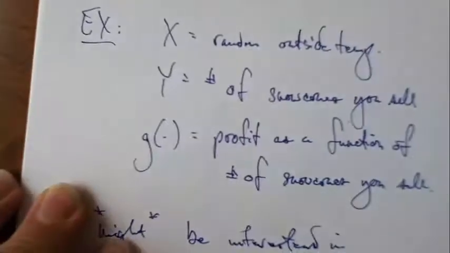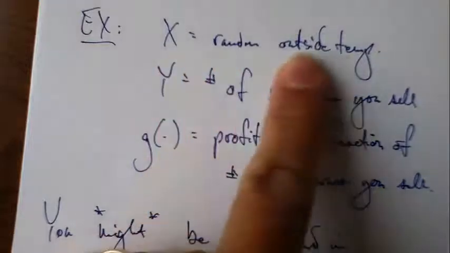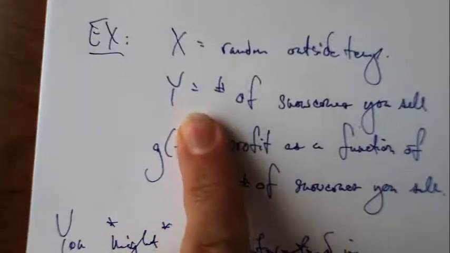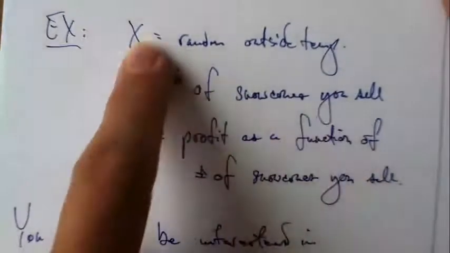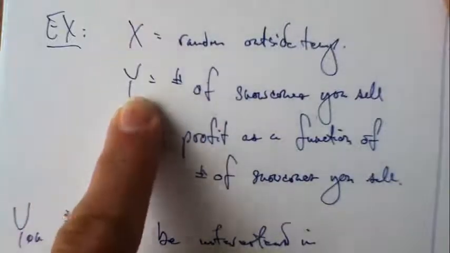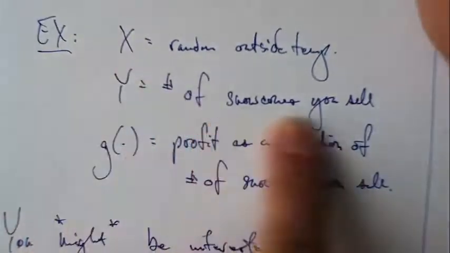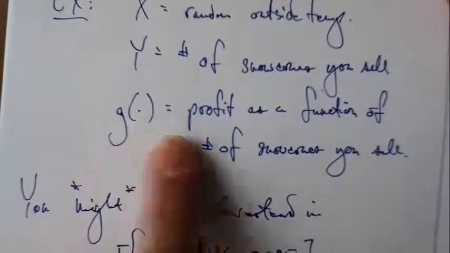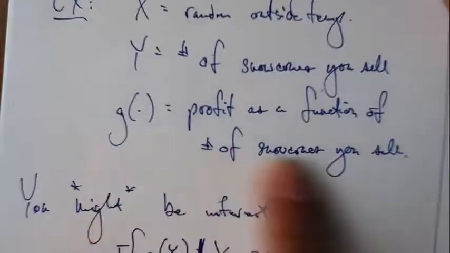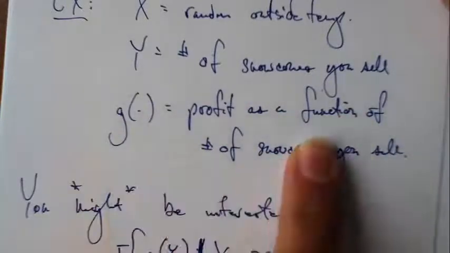Suppose that x is the random outside temperature. It could be 50, it could be 150, I don't know. Maybe y is the number of snow cones that you sell. Maybe these two variables have something to do with each other. Maybe the higher x is, you're going to probably sell more snow cones when it's hotter. And then finally, maybe g is how much money you make as a function of the number of snow cones you sell. Maybe it's your total profit based on the number of snow cones you sell.